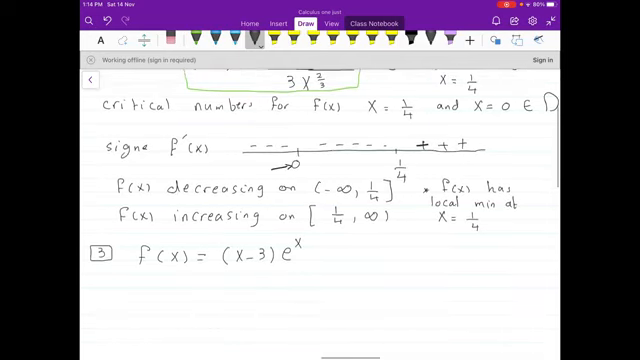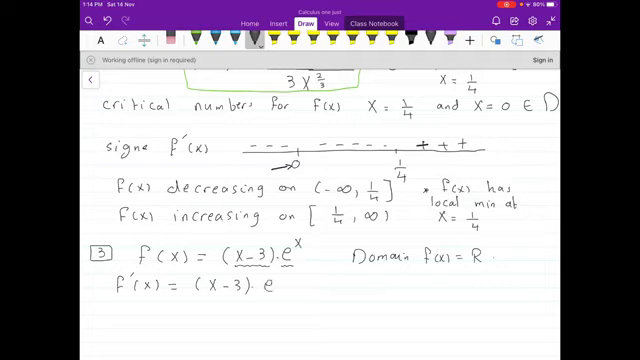Okay. If f of x equals x minus 3 times e to the power x, what is the domain of f of x? Domain of f of x is R. Why? Domain of x minus 3 is R, domain of exponential is R, intersection is R. So find f prime of x. f prime of x is a product of two functions. x minus 3 times the derivative of e to the power x, plus e to the power x times 1. So this is equal to 0.